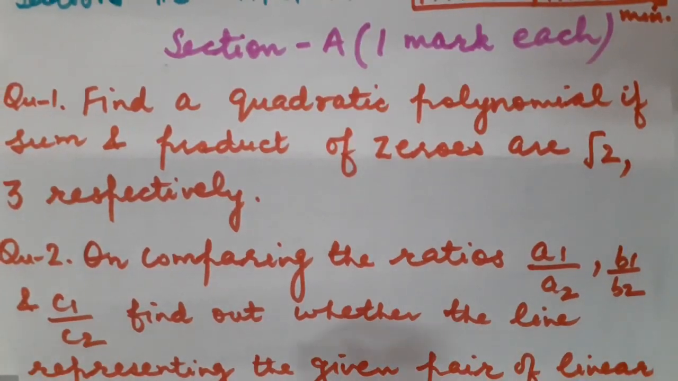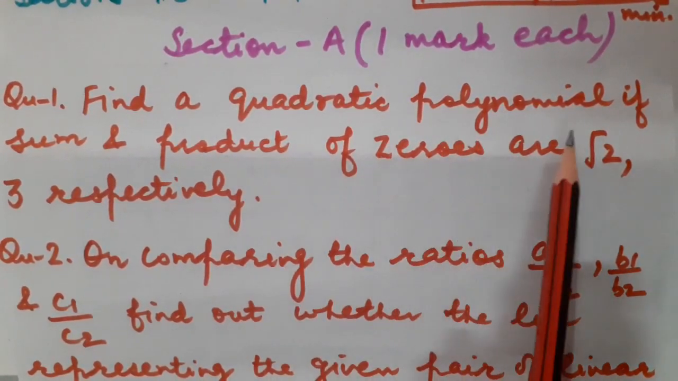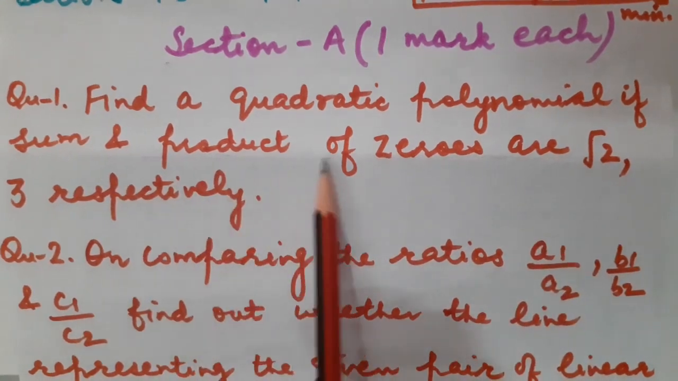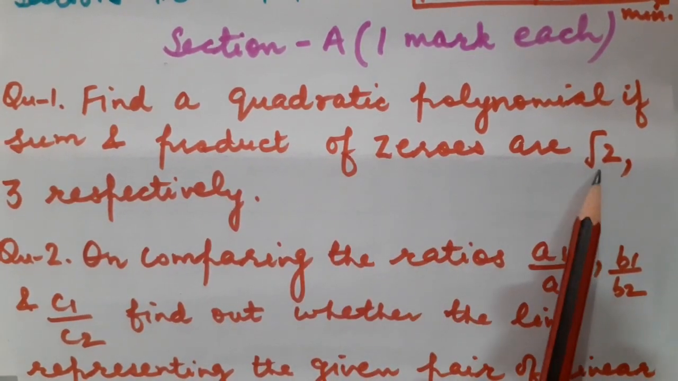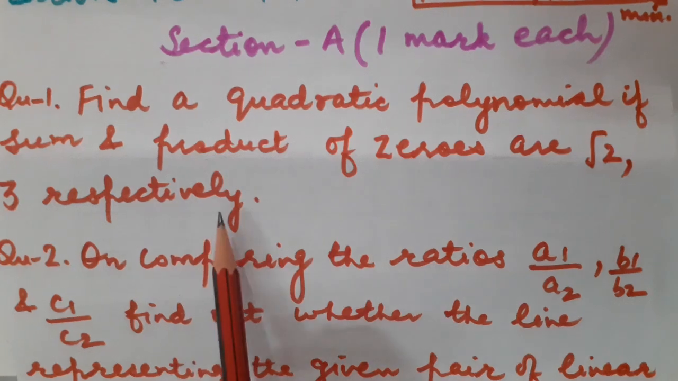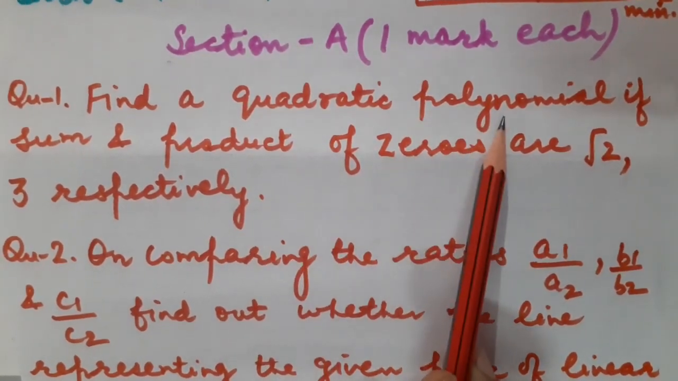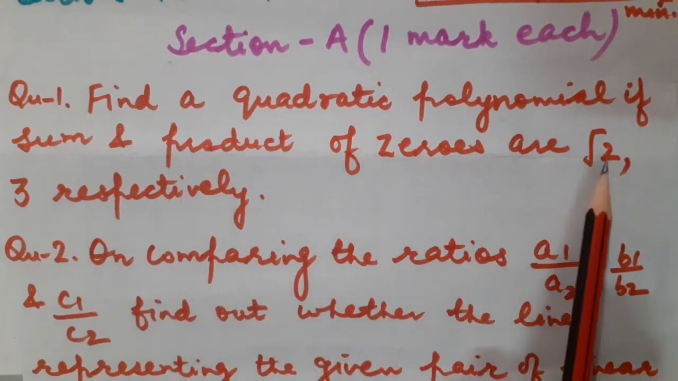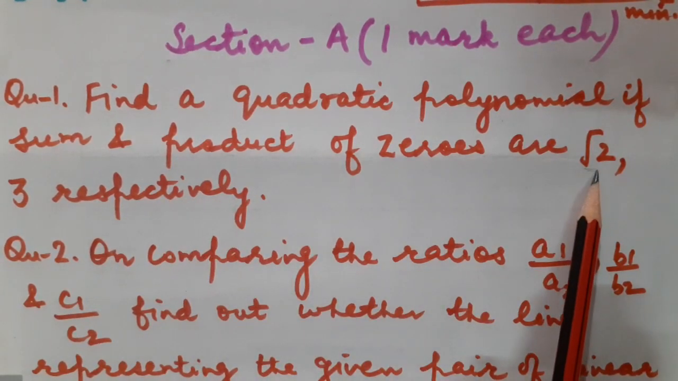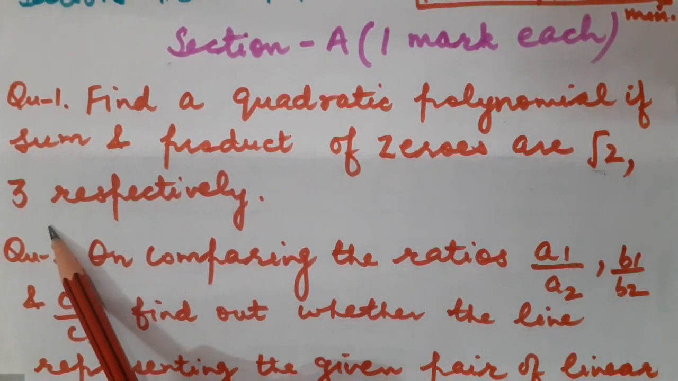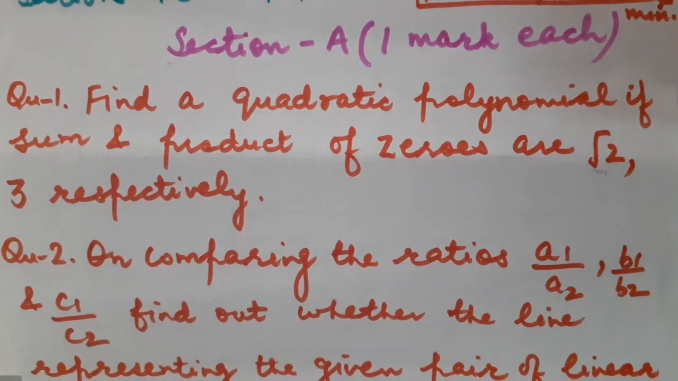Children, the very first question was: find a quadratic polynomial if the sum and the product of the zeros are root 2 and 3 respectively. Means you have to tell the quadratic polynomial in which you will be knowing the sum of the zeros, which is root 2, and the product of the zeros, which is 3.